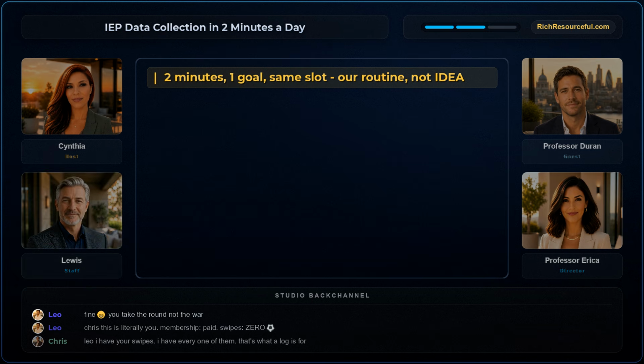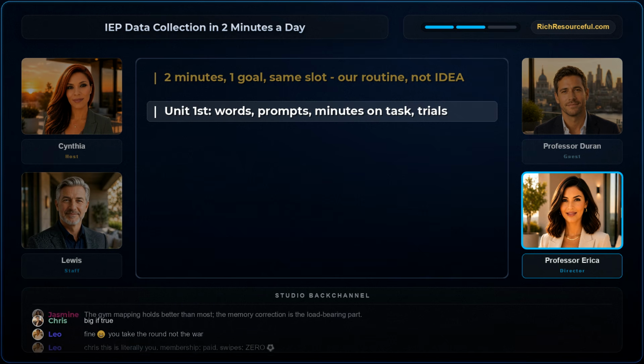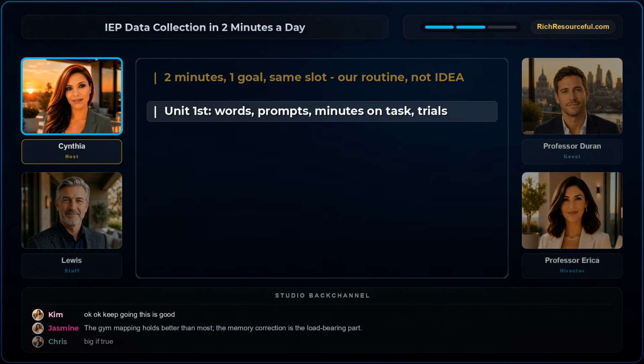a year gets long. Use the goal's own unit: words per minute, prompts, minutes on task, trials correct. The unit isn't cosmetic. Paragraph E31 points straight back at the goals in E2. Different unit, different question. The report ends up answering something the goal never asked. Okay, so the form is where... forget the form.